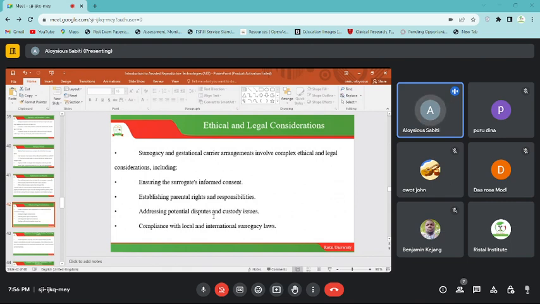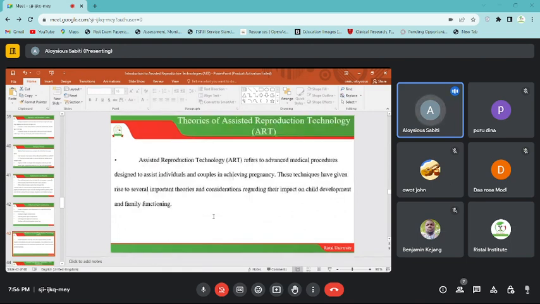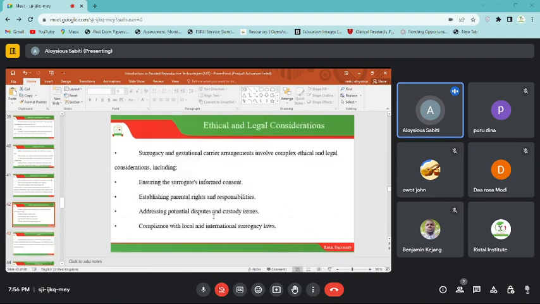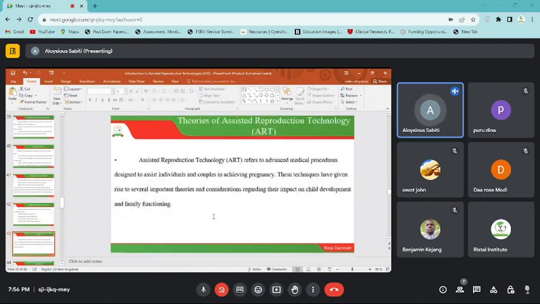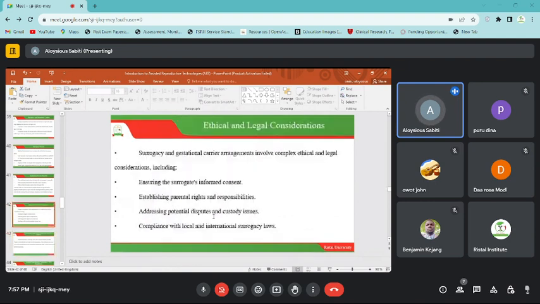Then we look at the compliance with local and international surrogacy laws. So you should be able to have ideas of how surrogacy laws are in your country or internationally, and you should be able to comply with them. So those are the ethical considerations that have to apply.